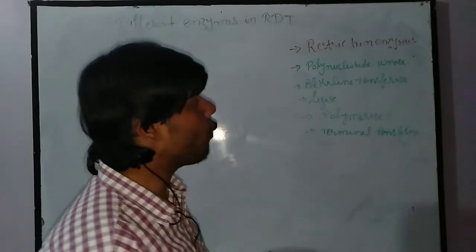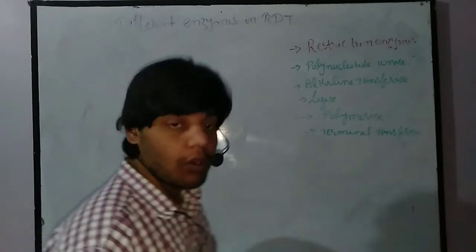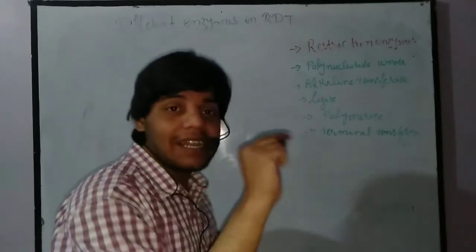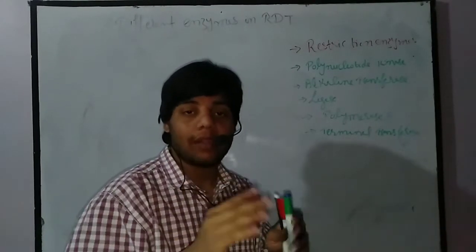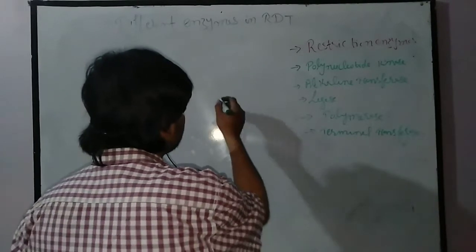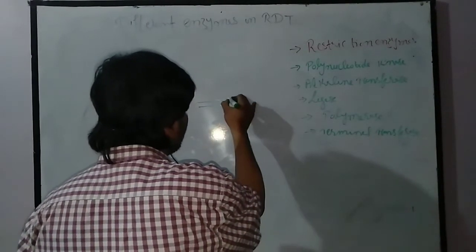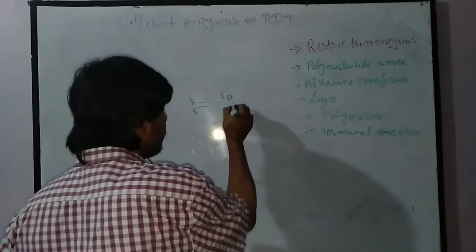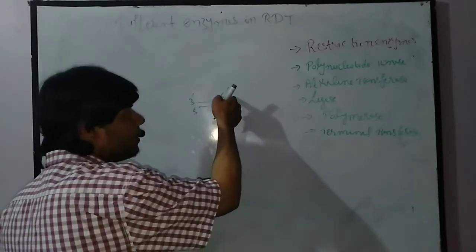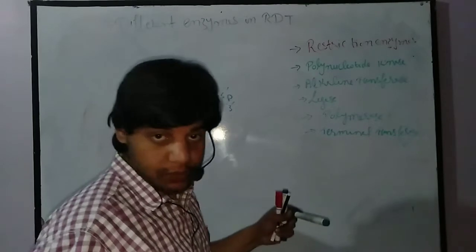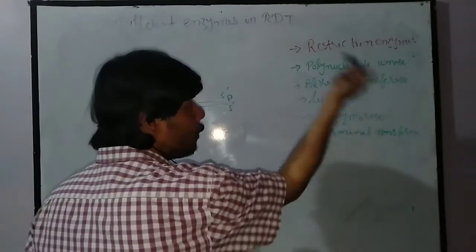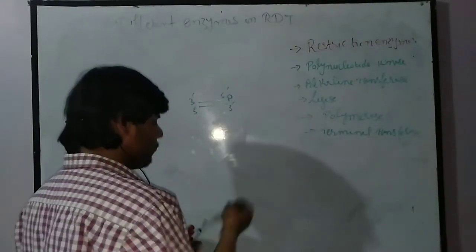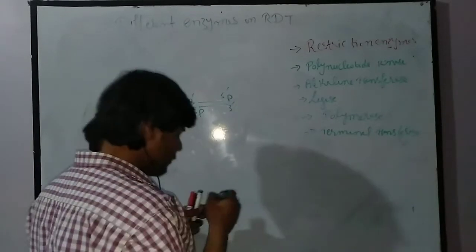Now what is the function of polynucleotide kinase? The main function of polynucleotide kinase is that it can add a phosphate group at the 5' end of the DNA molecule. Let's suppose this is the DNA molecule, this is the 3' end and this is the 5' end. At the 5' end it can add the phosphate group. If there is no phosphate group, then we provide polynucleotide kinase to add the phosphate group at the 5' end, as you can see.